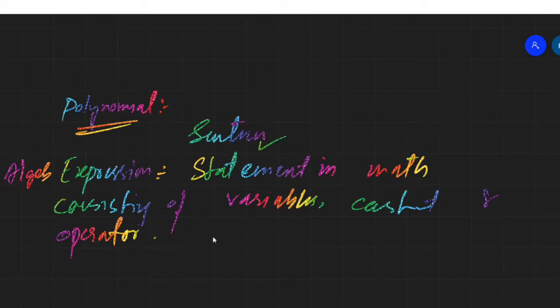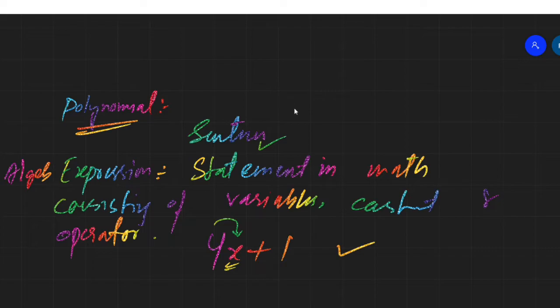For example, 4x plus 1. It is an algebraic expression because it contains the variable x. 1 is the constant here. And the number which is multiplied with the variable is called the coefficient of that variable. 4 is the coefficient of x. The number which is multiplied with the variable is called the coefficient of it.